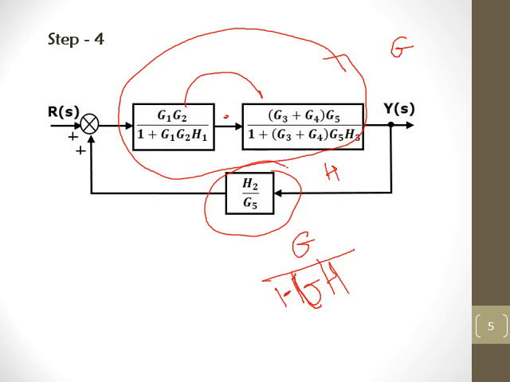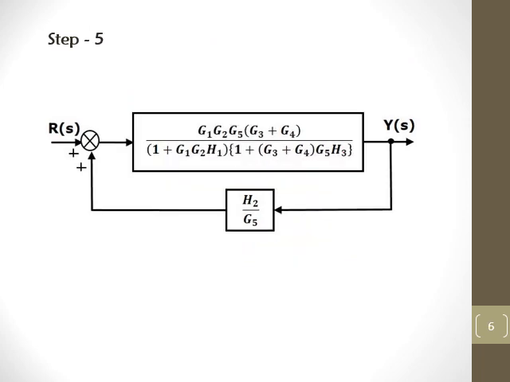Suppose negative feedback is there, then I would have applied G upon 1 plus GH. So what is that G here? G is nothing but the multiplication of these two blocks. What is H? H is nothing but H2 by G5. So you have to put the appropriate value here. And please take care while solving this numerical, put the proper value so that there will not be any error. No term should get missed, otherwise your final transfer function will not match. So this is step number 4. So we will see the next step.